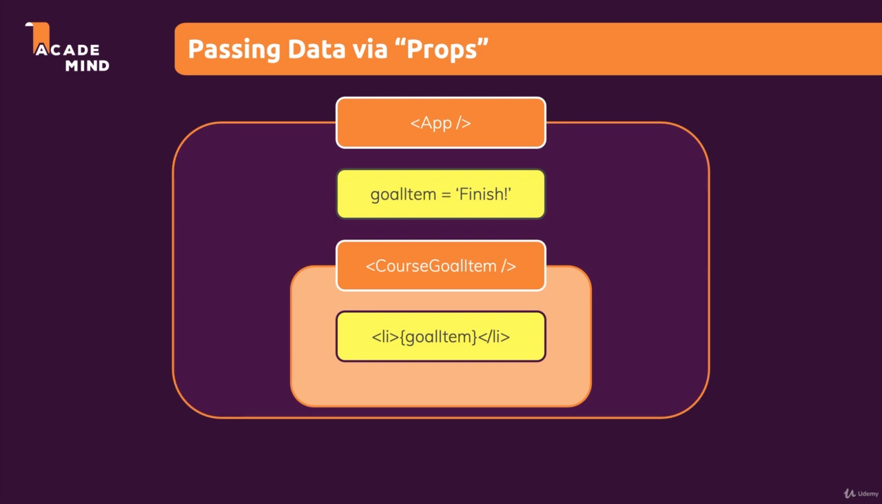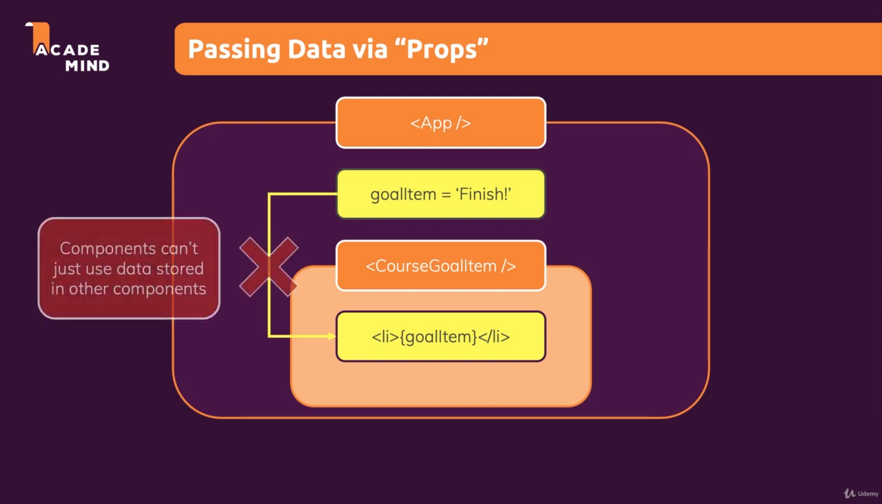And to a certain extent that is good, because it makes the course goal item independent if it doesn't store the concrete value internally. But of course, we want to define what's being output by a course goal item with help of the variable managed in app. And we don't have direct access to the HTML code output by some component in other components. We can't just send our stored data there. But instead, we can utilize a concept called props.